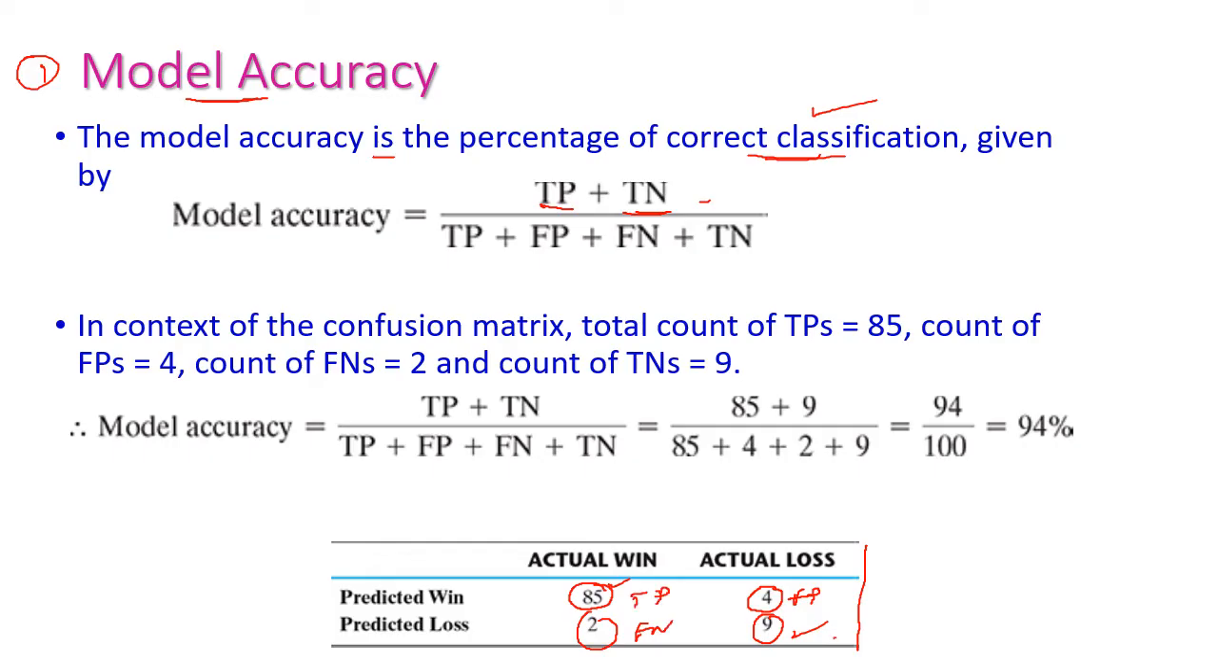This is true positive, this is true negative, right? So we substitute the values for these variables: 85 plus 9 divided by all the values, 85 plus 4 plus 2 plus 9. That is true positive, false positive, true negative and false negative. So the total value is 100 and correct prediction is 94. Hence the model accuracy is 94%.